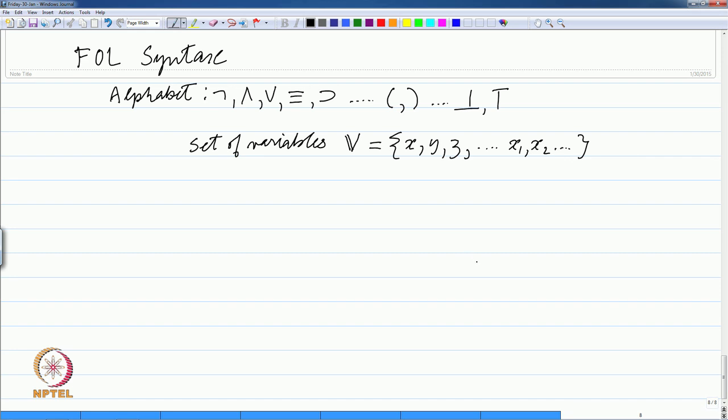Then we have two new symbols, which are this and this. The way we will read this is, the first one we will read as there exists, and the second one we will read as for all, which is what we did when we talked about all men are mortal. We said for all x something something something.